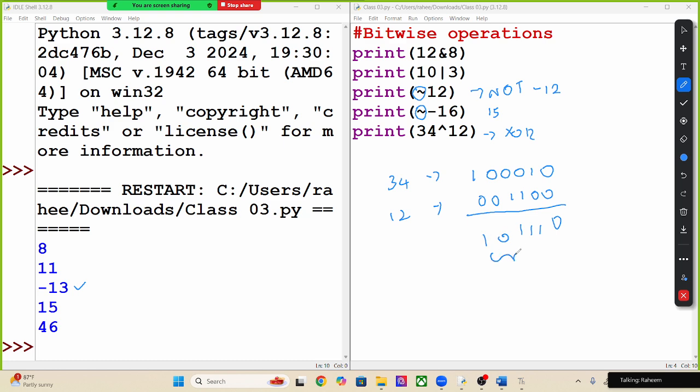Now you convert this part into decimal. This is 32, this is 8, 4 and 2. How much? 32 plus 8 is 40, 44 and 46. So here we got 46.